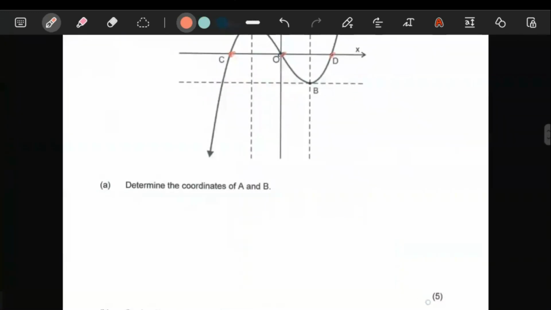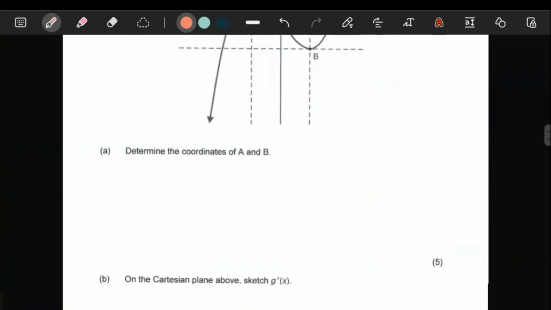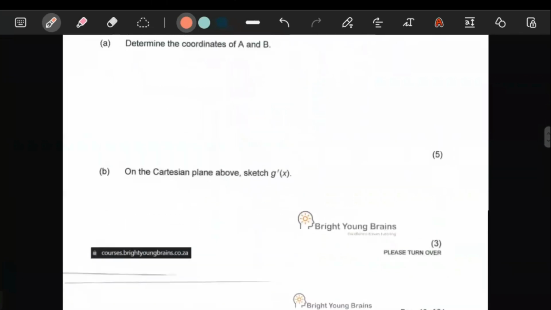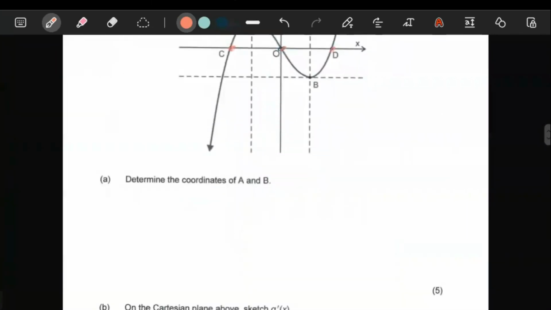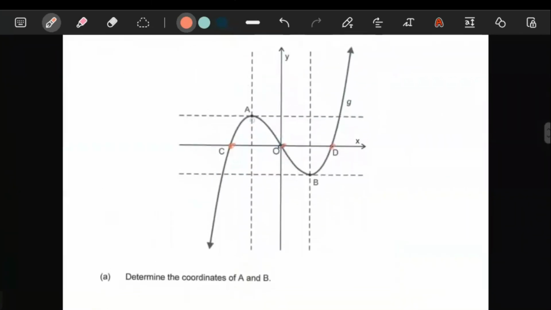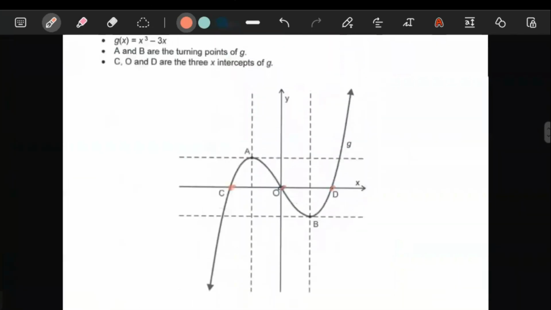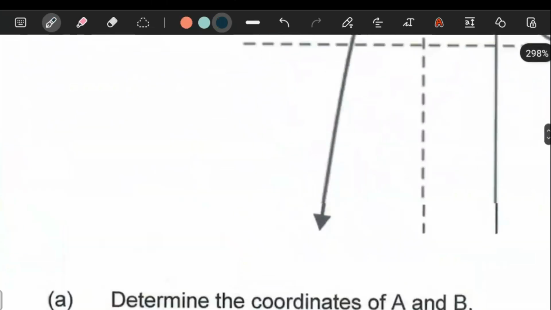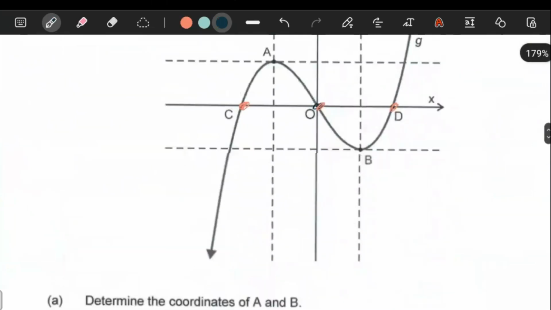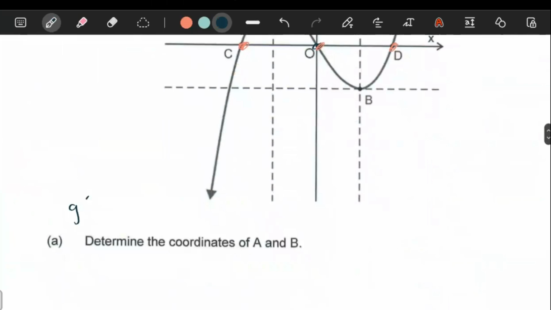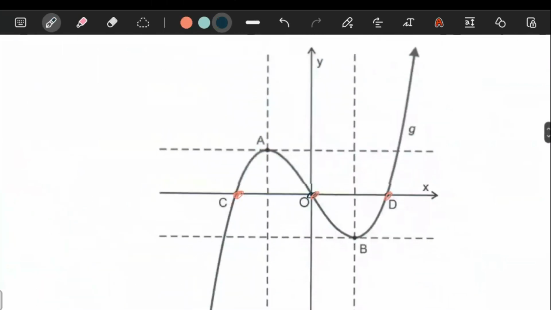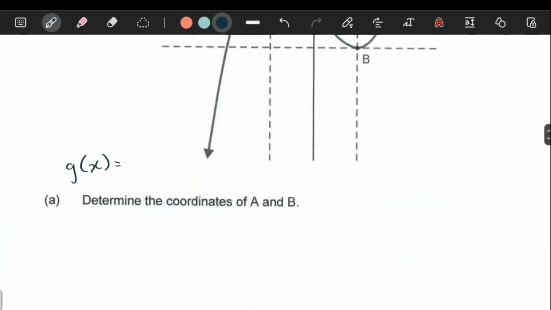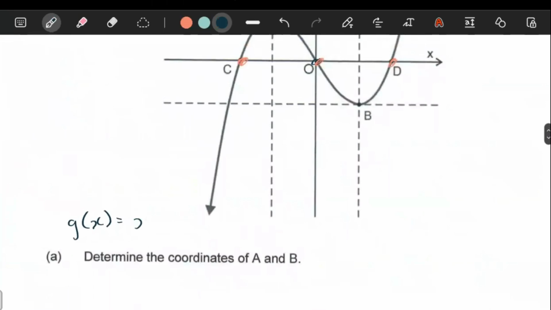Let's see what the first question is out of 5. Determine the coordinates of A and B. A and B are the turning points. For 5 marks, we don't need a lot of space because the equation of G is G of x equal to x to the power of 3 minus 3x.